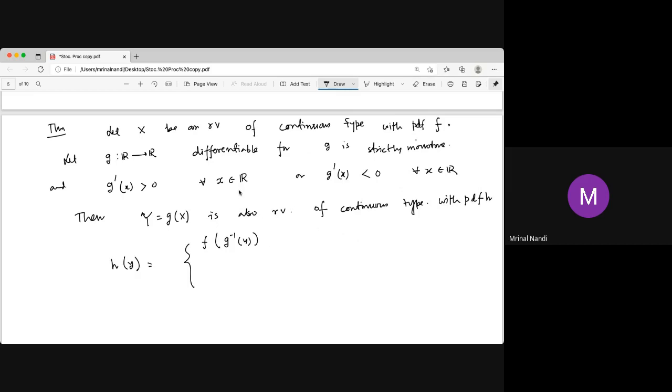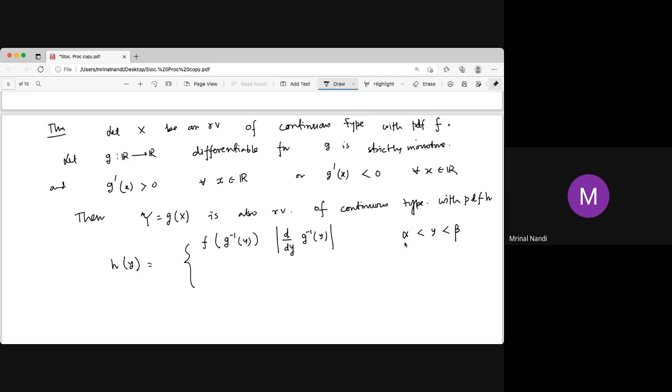So we know that every monotone function is one to one, and for a monotone differentiable continuous function, its inverse is also continuous. So this is continuous, and then you have to multiply it by a quantity which is called the Jacobian of this. For one variable, it is d/dy of g inverse y.